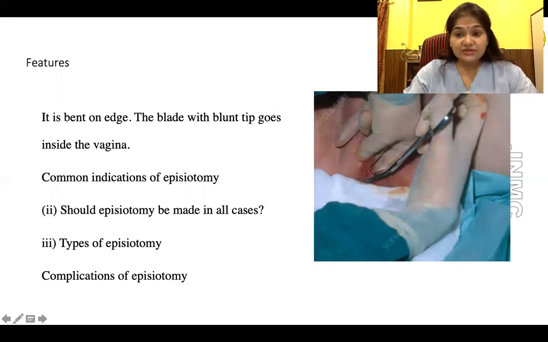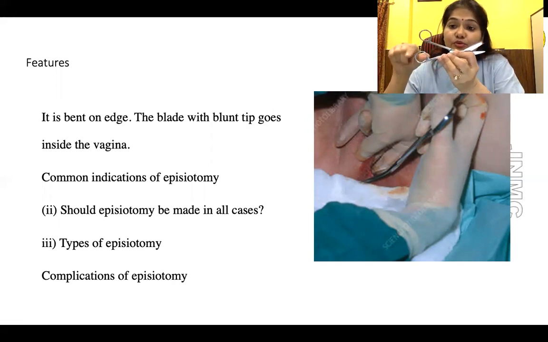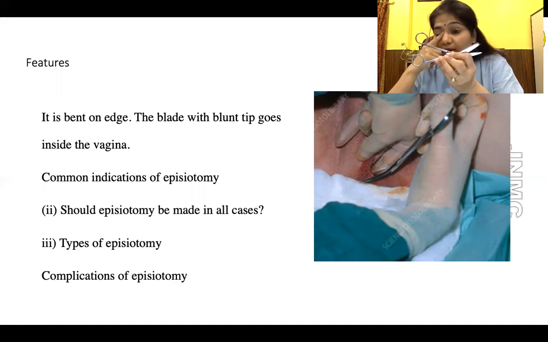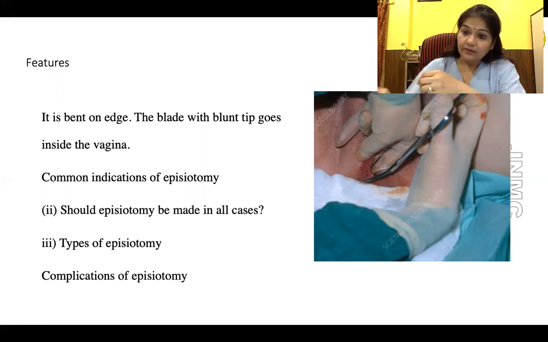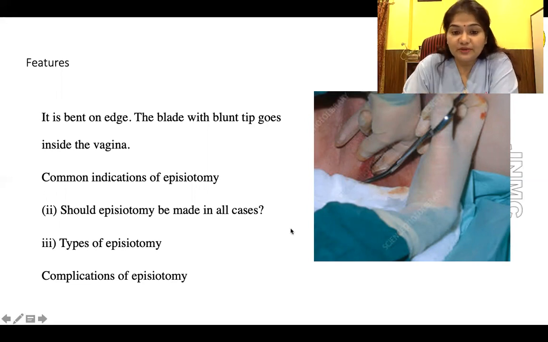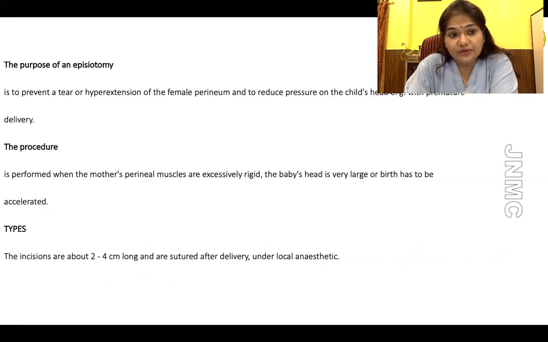So episiotomy scissors are unique scissors, angulated scissors. They have a blunt and sharp edge, and the finger bows are on the same side so that it will not obstruct while you are cutting in the perineal area, right? So this was about episiotomy scissors. Again, steel instrument, autoclaved. So this is the episiotomy, and the whole viva can go on the episiotomy.